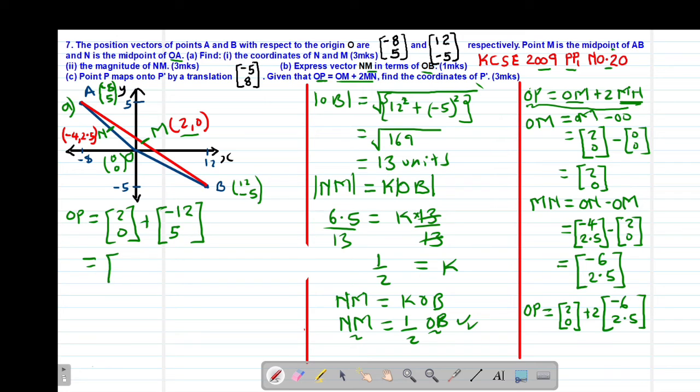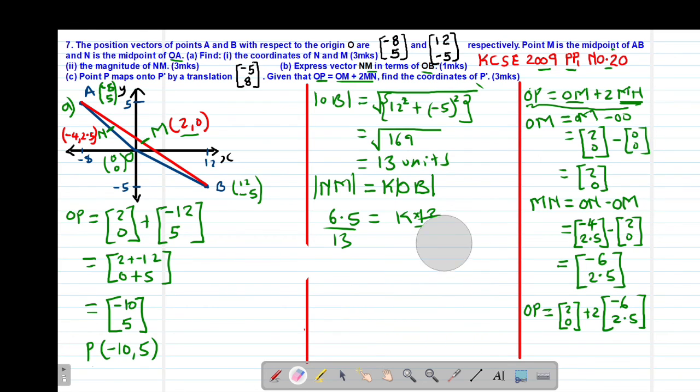Then if I add the vectors, I'm going to have 2 plus -12, then 0 plus 5. So of course this is going to give me the value of OP as 2 minus 12, you are simply going to get negative 10. 0 plus 5, you will get positive 5. So that is our vector OP. So it means the coordinates for point P are actually negative 10, 5.